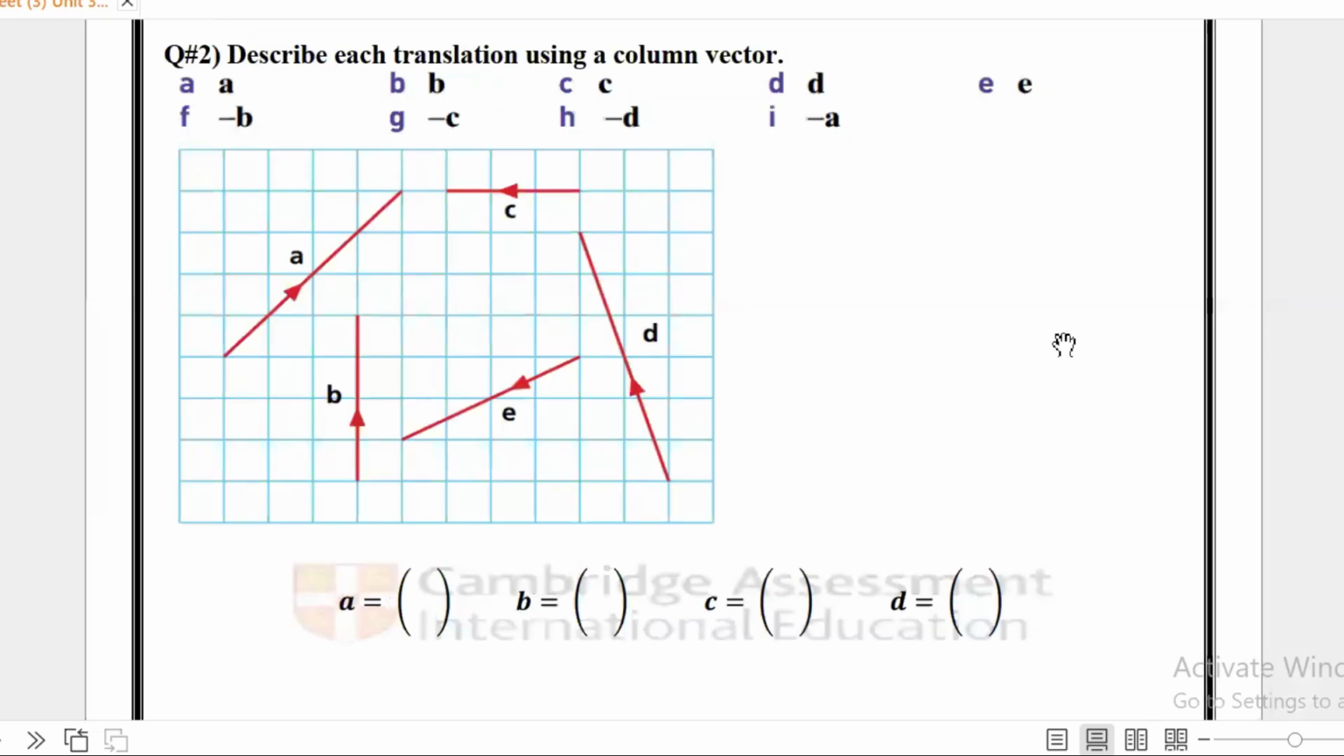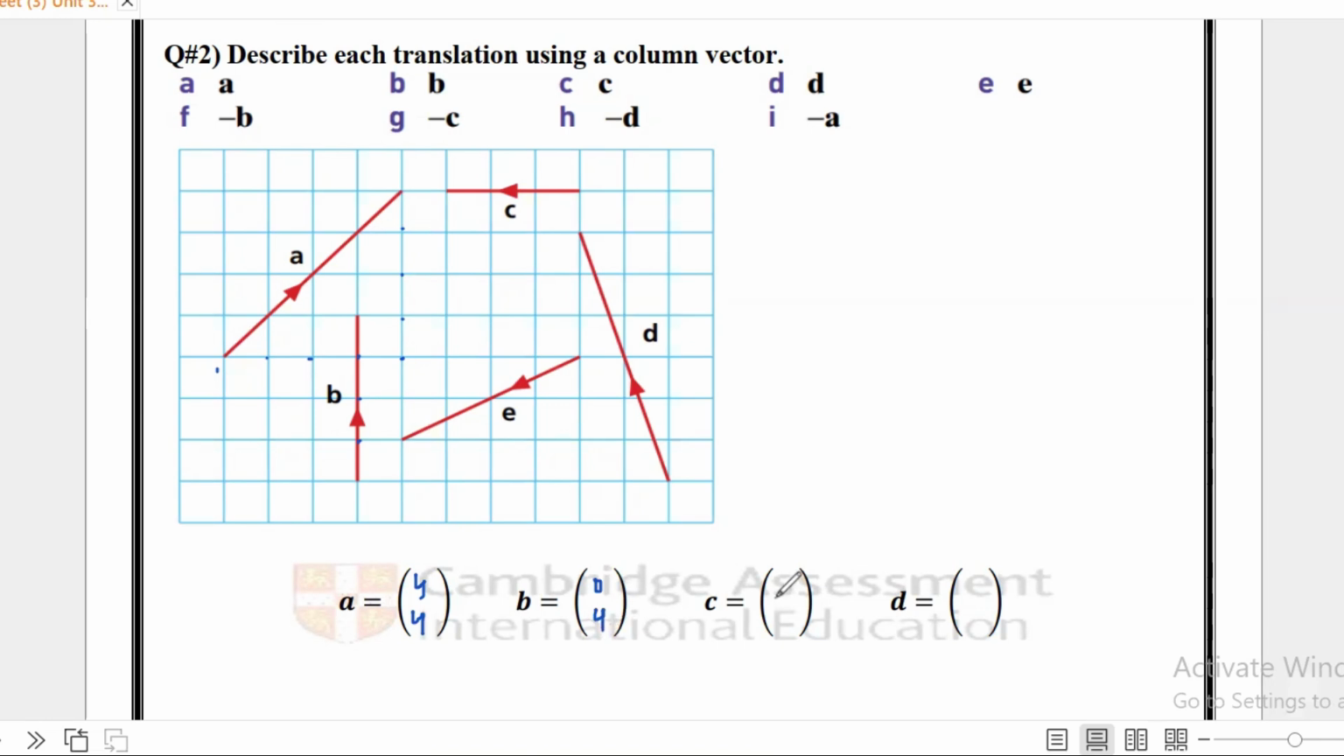Next, question number 2, describe each translation using a column vector. Here we have different vectors given in the diagram, so we will take help from the diagram. Let's see the first one. Vector A shows what? It is 1, 2, 3, 4 units right, 1, 2, 3, 4 units up. That means (4, 4). Vector B, if we check from the diagram, is not right or left, it is straight up, 1, 2, 3, 4. So that means (0, 4).